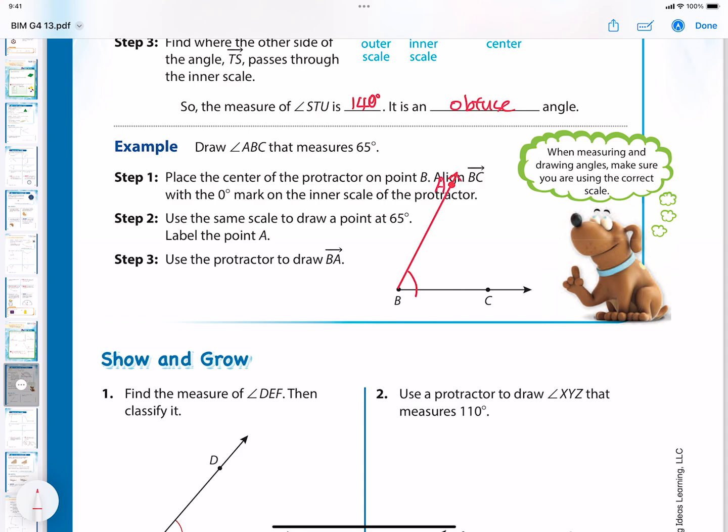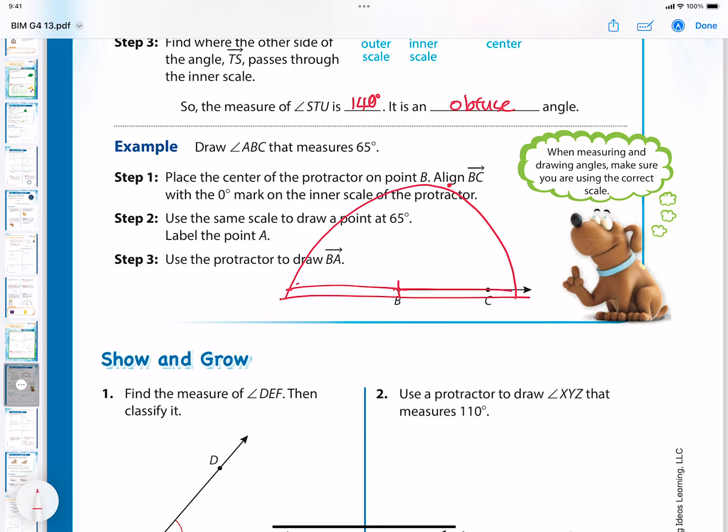And this is going to be what? 65 degrees. Now use the protractor to draw what? Ray BA. Okay, so once you place this dot in here, let's say you just use the protractor and then there was no line here, okay? You point this here. Imagine the protractor moved like here.